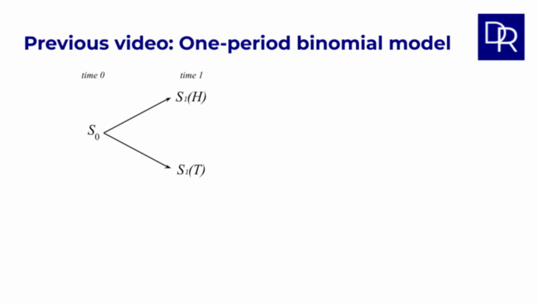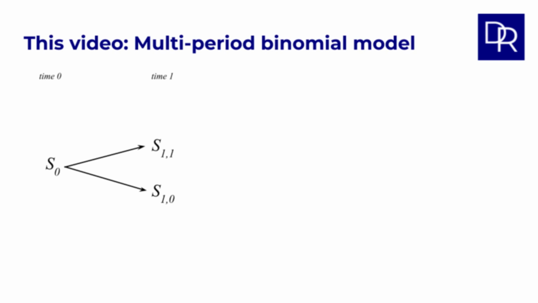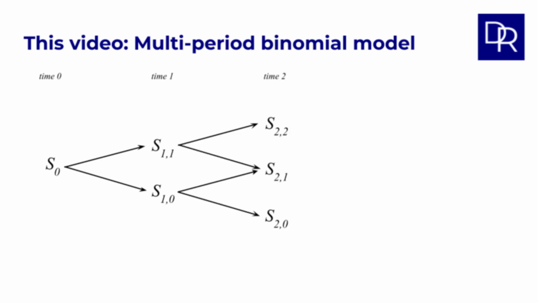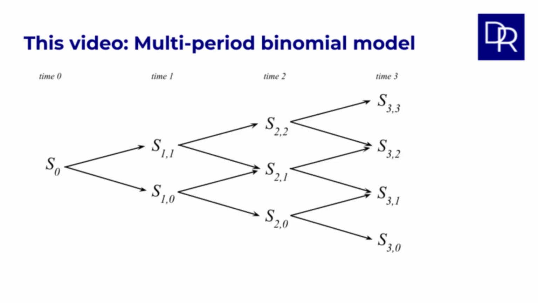In our previous video, we looked at the one-period binomial model. We derived the intuitive option pricing formula shown here. If you missed the previous video, it is worth a watch, as today we are going to build on the knowledge from that video and extend the one-period model to many periods with the multi-period binomial model.